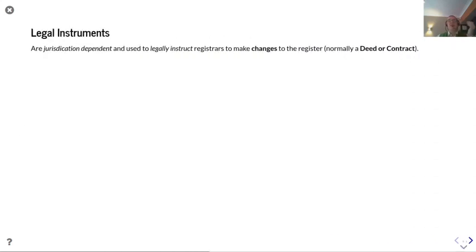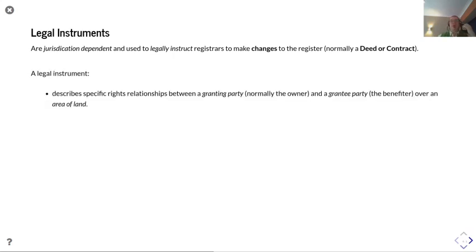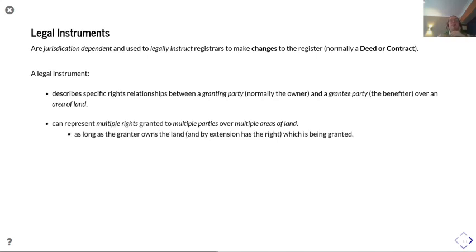Then there are legal instruments, and these again are jurisdiction dependent and used to legally instruct registrars to make changes to the register, and that's normally through a deed or contract. So the legal instrument itself describes specific rights relationships between a granting party, normally the owner, and a grantee party, the benefitor, over an area of land. It can be used to describe multiple rights granted to multiple parties over multiple areas of the land. So as long as the grantor owns the land, and by extension has the right in that big bundle of rights that we talked about earlier, they can grant any of those things to a third party.